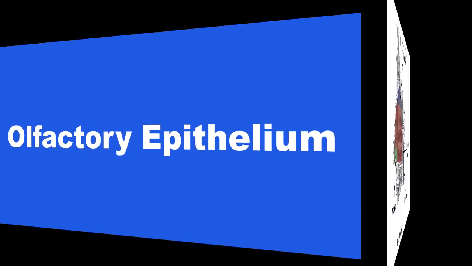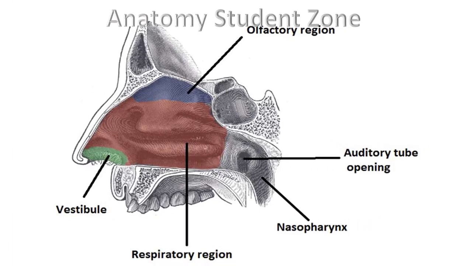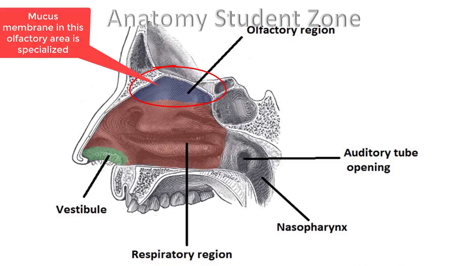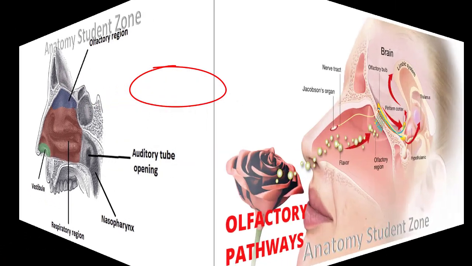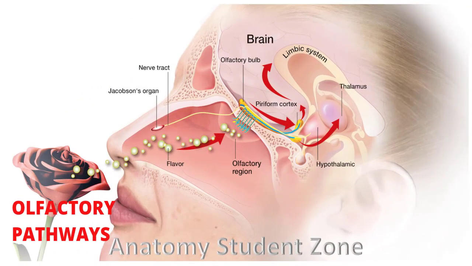I also told you initially regarding olfactory epithelium that it covers only a specific area. For this epithelium, nature has chosen some specific area, and that area is covered by a mucous membrane. So the mucous membrane in that area is specialized. Why is that mucous membrane specialized? Because it has to perform a special function, the function of olfaction, and you also know olfactory sense is a special sense.